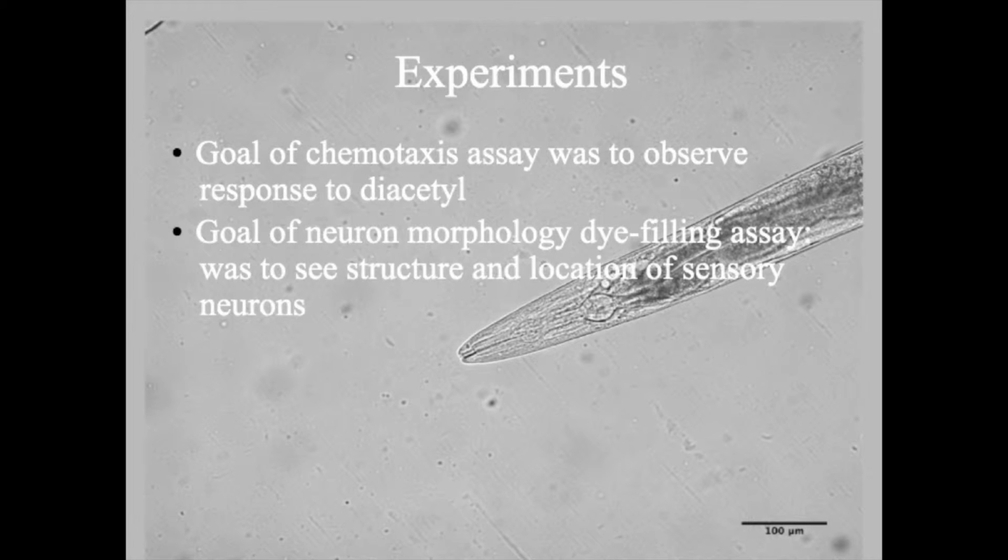To examine these strains of C. elegans, 2 experiments were conducted: chemotaxis assay and neuron morphology dye-filling assay. The goal of the chemotaxis experiment was to examine the affinity or aversion to diacetyl by the olfactory receptors in C. elegans. The goal of the neuron morphology dye-filling assay was to examine the structure and function of the sensory neurons, as well as the ability of the C. elegans to uptake lipophilic dye in the neurons.